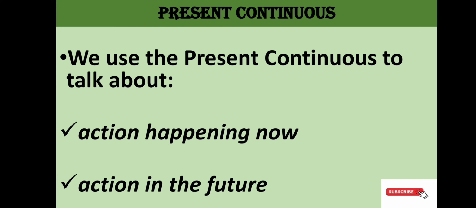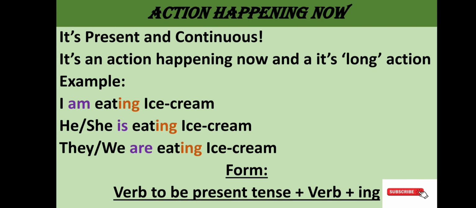Present continuous. We use the present continuous to talk about an action happening right now or an action in the future. So please keep in mind, if it's an action in the future, it has to be a plan. You had a plan and you're following that plan. So you could use the present continuous to tell about an action happening as planned in the future. So it is present, as the name says it, it's present and continuous. So it's an action happening now and it's a long action.